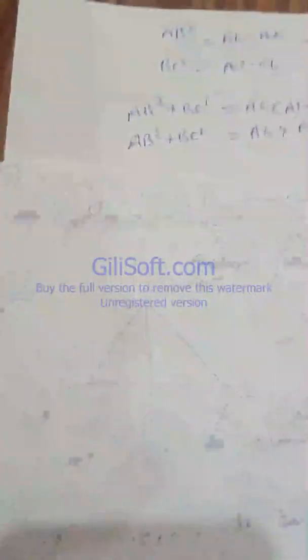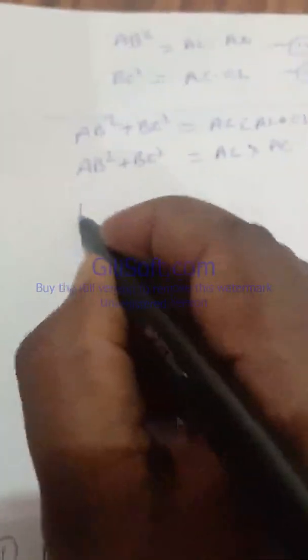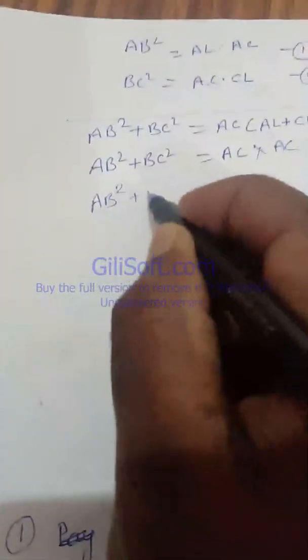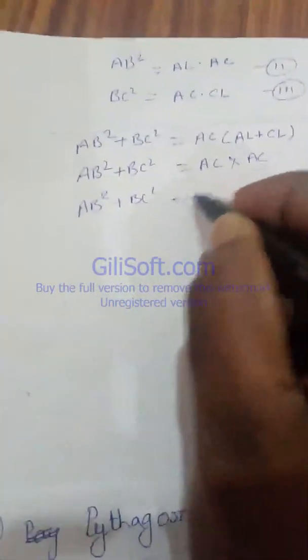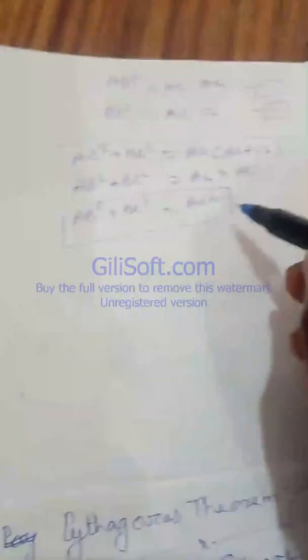So we get AB square plus BC square is equal to AC square. This is our proof of the Pythagoras theorem.